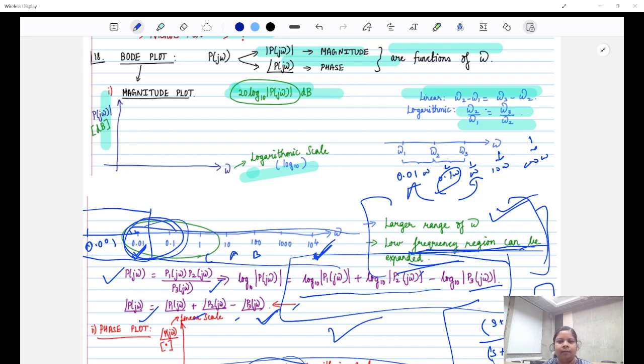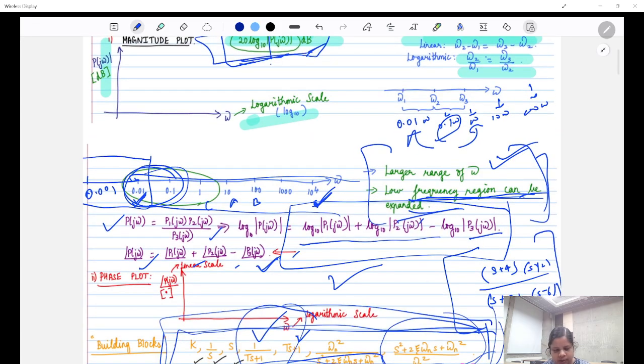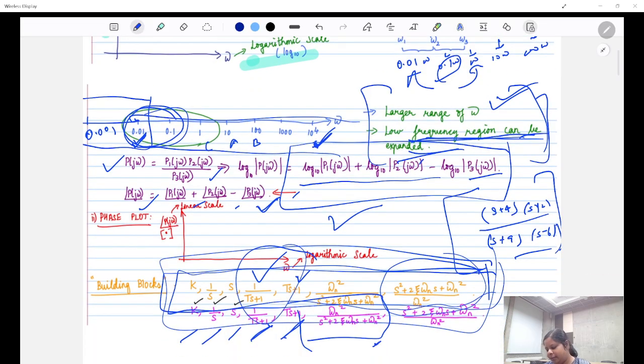The other thing is that the magnitude is represented in dB, and the way to do it is: whatever magnitude you get by substituting j omega and finding the magnitude, you just have to take a log of that transfer function and multiply it by 20. It should be log base 10. That gives you the magnitude value in dB, and phase remains as it is.